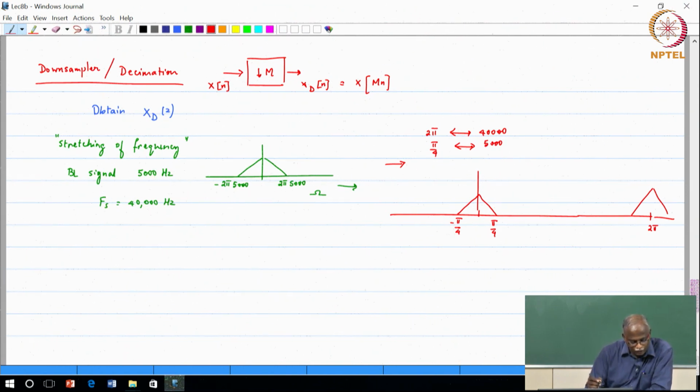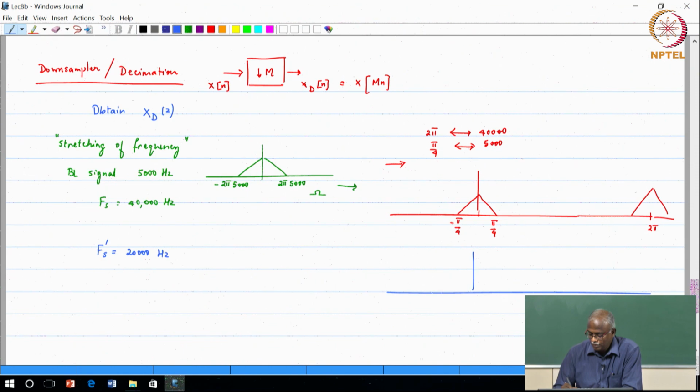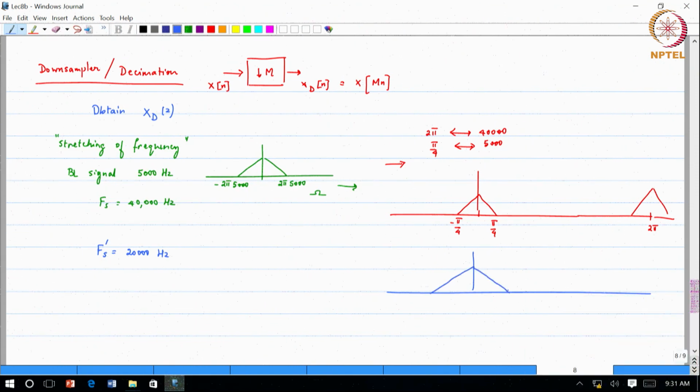Now do the following. If you now change the sampling frequency to fs dash equal to 20 kilohertz, what happens to this one? The drawing now becomes twice as wide. It goes from minus pi by 2 to pi by 2, and the spectrum here also repeats at 2 pi, this is 3 pi by 2 and pi.